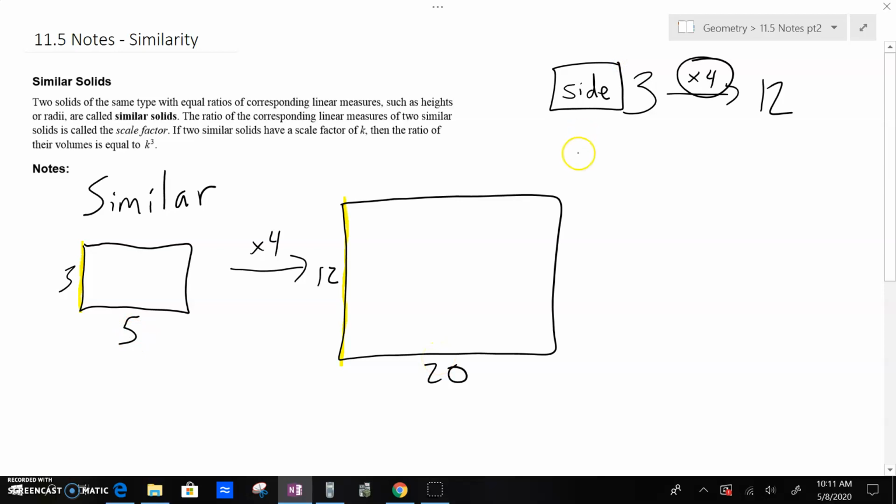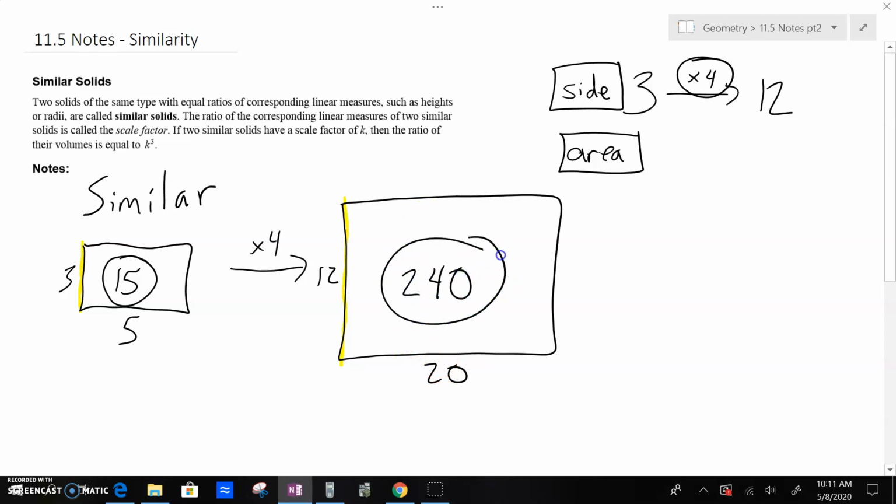If we're talking about the area, this is an idea we saw when we looked at similarity, but it's a challenging one when you first encounter it. The area of this rectangle is 3 times 5, that's 15. The area of this bigger rectangle is 12 times 20, and 12 times 20 is 240. Notice that is much bigger than a 4 times multiplier.